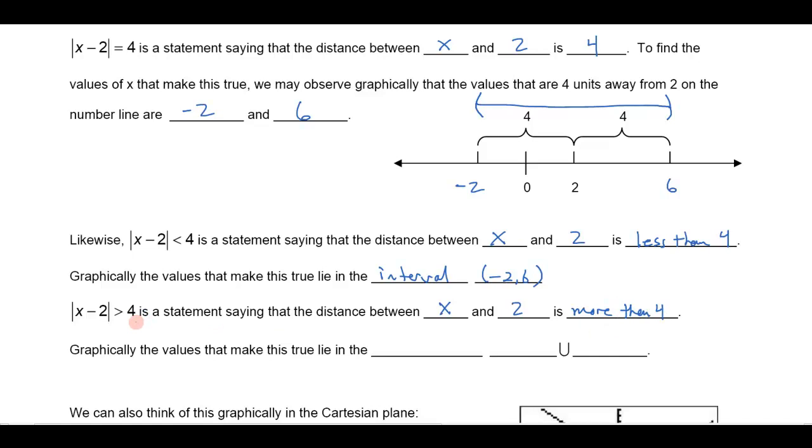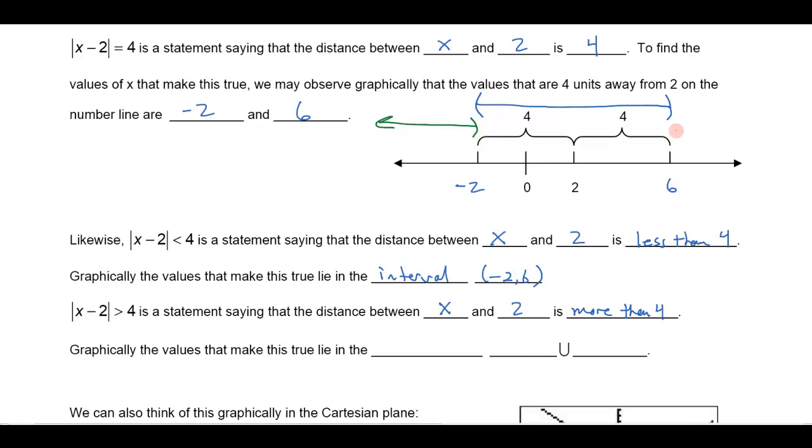And so you could think of it as a question: what are the x values whose distance from 2 is more than 4 units away? And you can see, I'll use a different color up here, that that would be these values over here. If you're going to go more than 4 units away from 2 to the left, you're going to have to go over here to the left of negative 2.